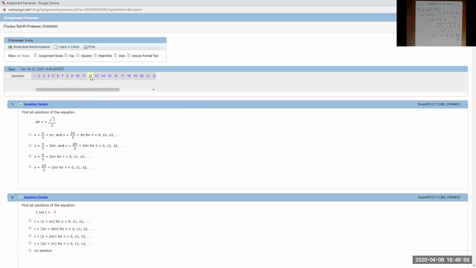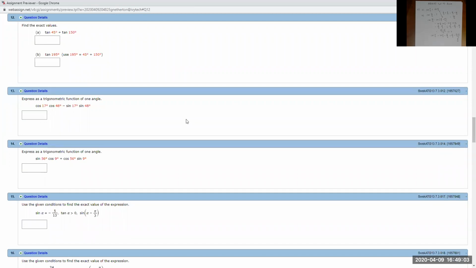So now we're dealing with problems that are using these sum and difference formulas. So problem 12, let me write it down, and then I'll go to the full screen. Once again, it's the same form, same concept. Part A, they say tangent of 45 degrees plus tangent of 150. They don't know what that is. And then for part B, what's the tangent of 195? And they sort of give you a hint that 195 is 45 plus 150. All right, so let's go work out this problem.